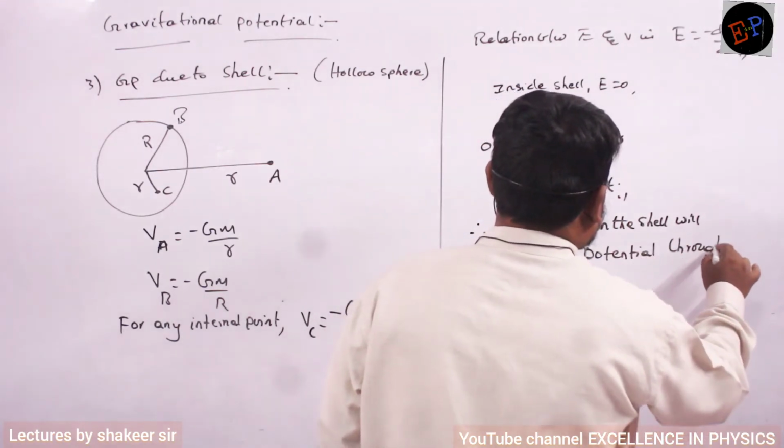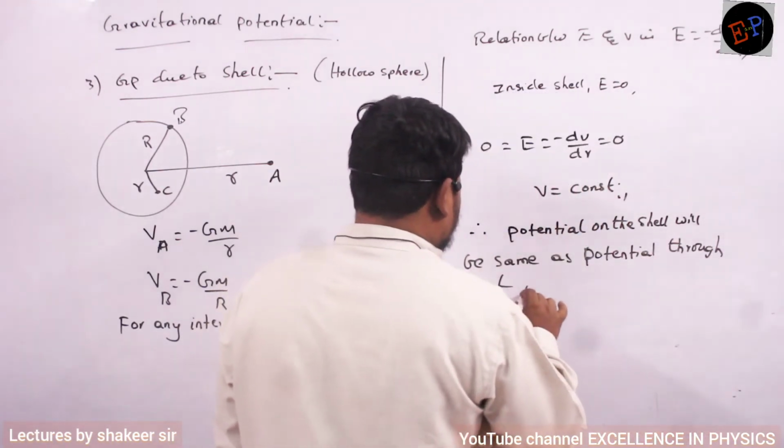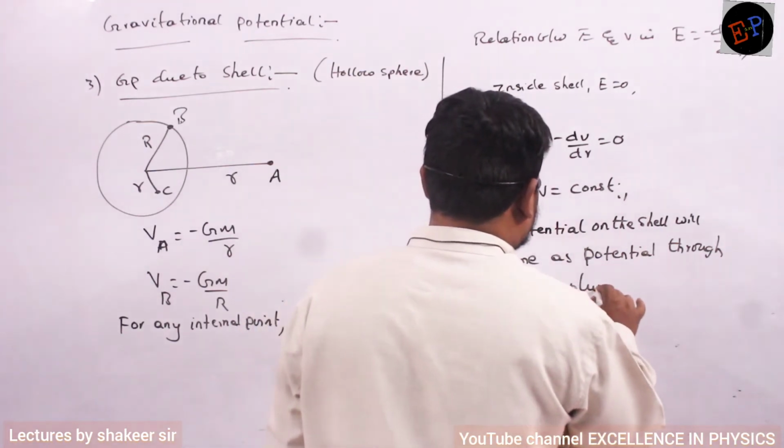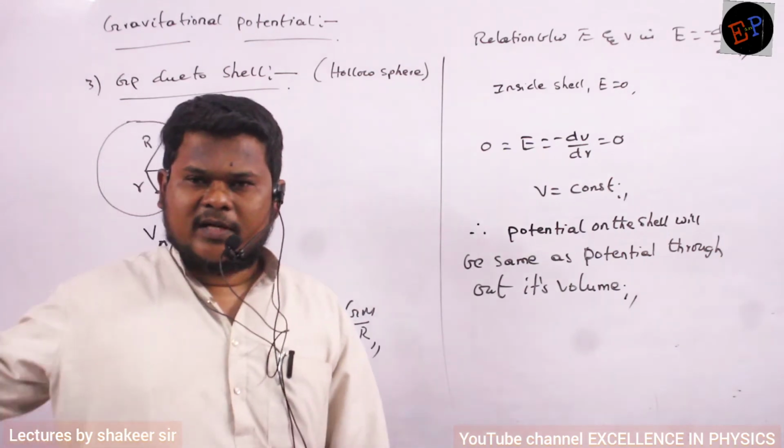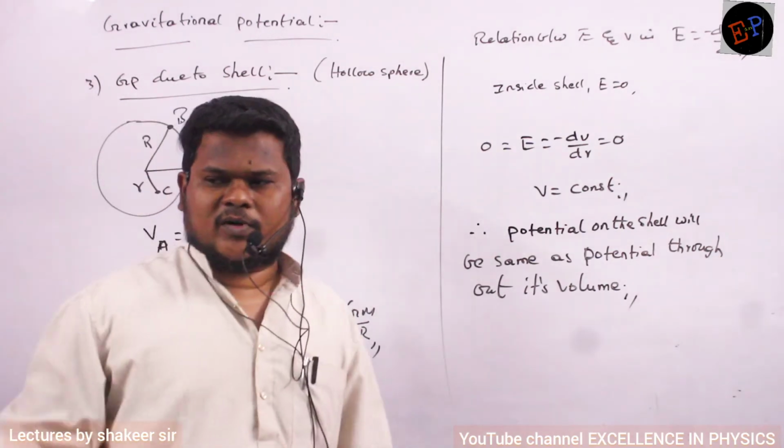Potential throughout its volume. Understood? What is the potential existing on the surface? The same potential will be present throughout its volume.